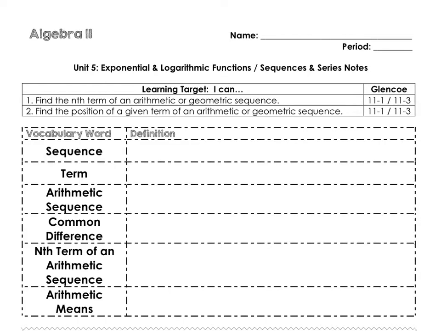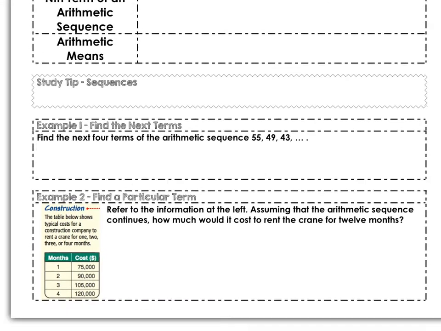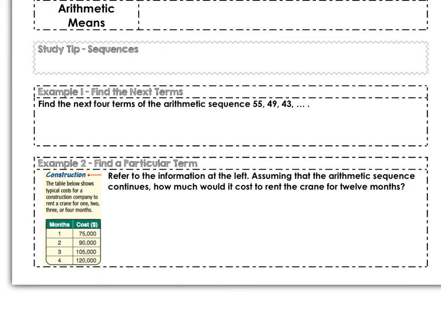This is your lesson on arithmetic and geometric sequences. It's actually going to follow the notes of Glencoe 11.1 and 11.3. Looking at our first example, we're just looking to find the next four terms of an arithmetic sequence.